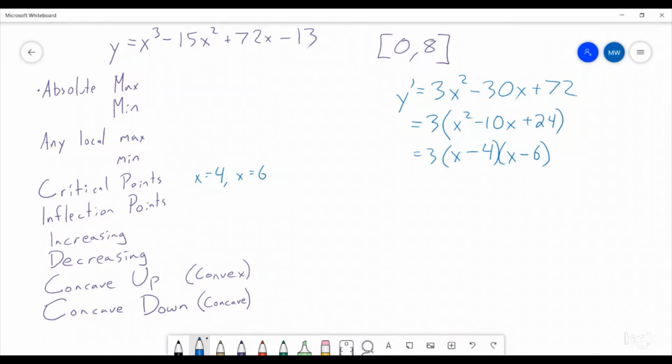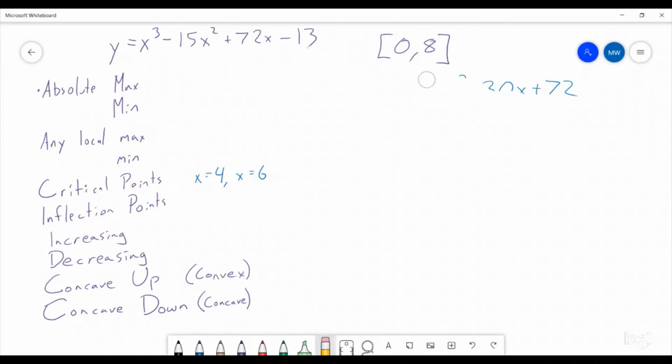And so now we need to figure out what is the absolute maximum and absolute minimum. To do that, we are going to be looking at y of our critical points, so y of 4, we need to look at y of 6, but then we also need to look at our boundary, so that's y of 0 and y of 8. So as we go through each of these, let's see what this is equal to.